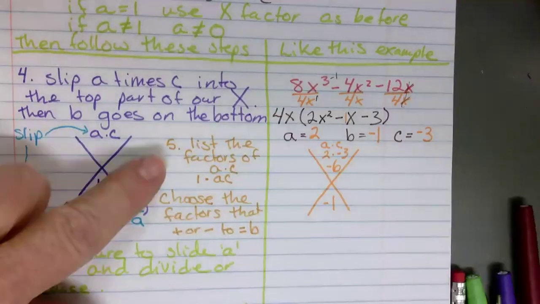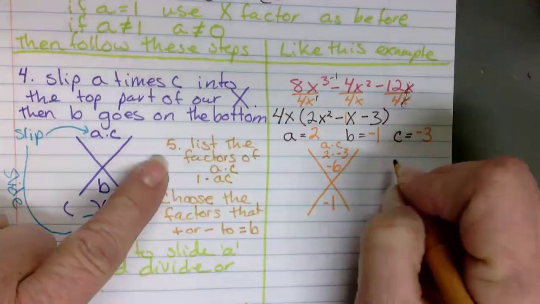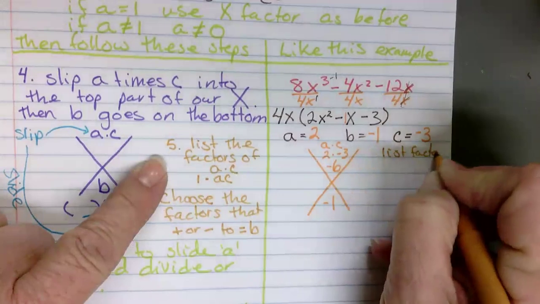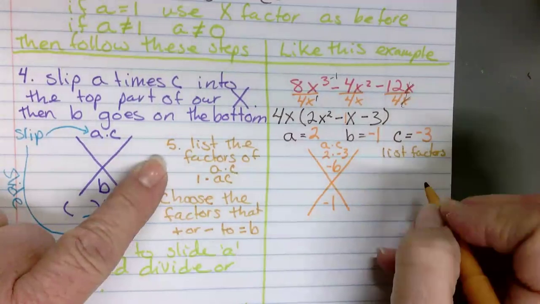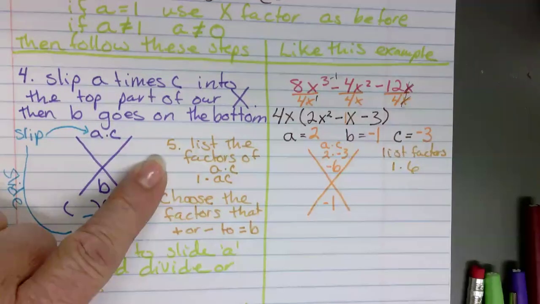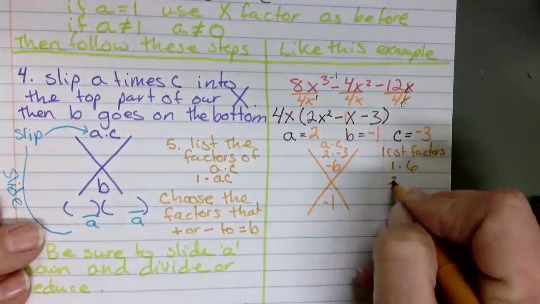Now I'm going to step 5. So I'm going to list the factors of A times C. So I'm going to list factors. And we've got 1 times 6. Notice I'm not dealing with the negative sign yet. I will deal with that over here, right? So I've got 1 times 6 or 2 times 3.